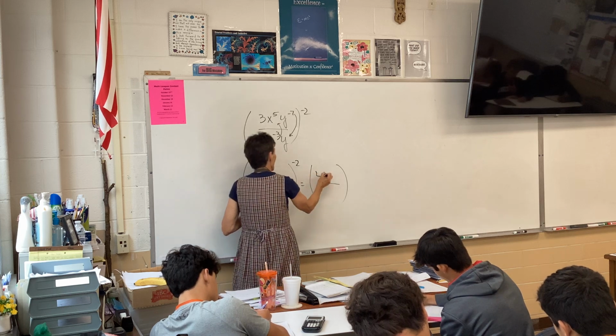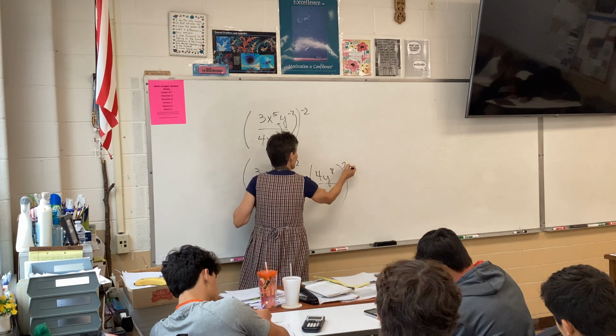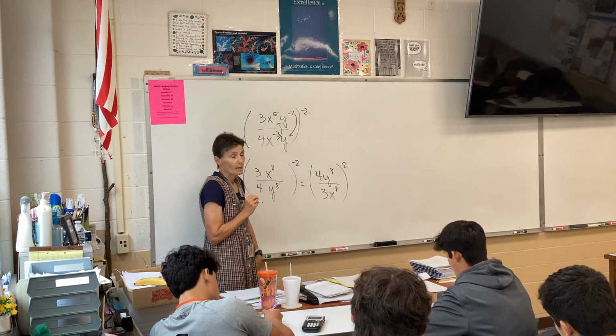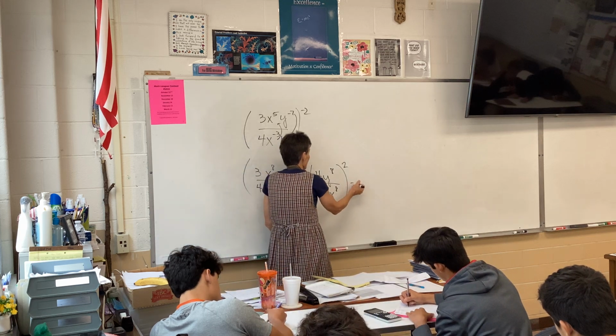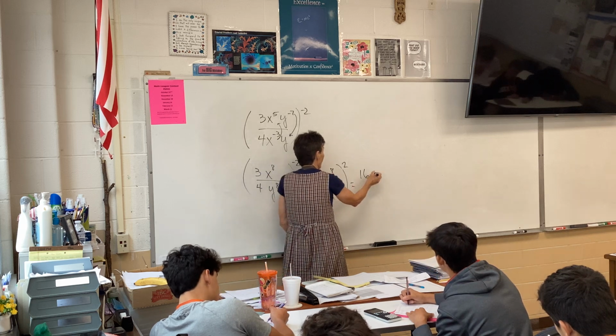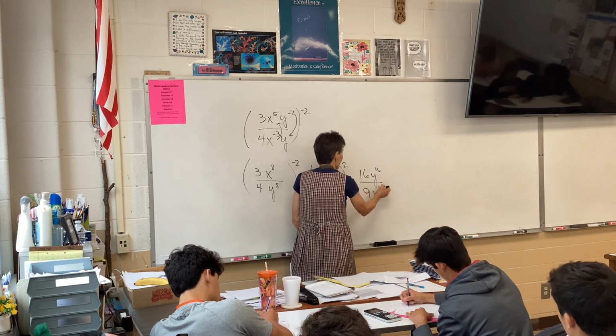So I'm going to have my 4y to the 8th on top and my 3x to the 8th on the bottom. And now it's to the second power. And I will simply square everything. So I square and get 16, 4 squared. And then y to the 16th, 9x to the 16th.